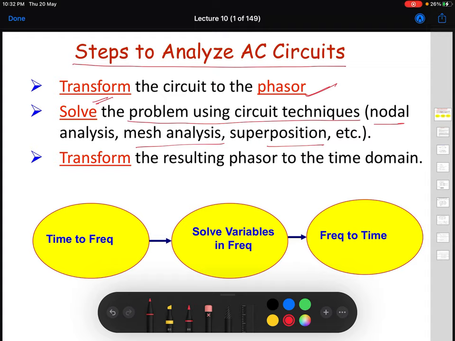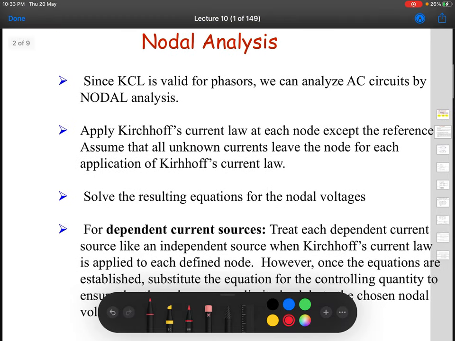And once you apply these techniques, you can find the currents, voltages, whatever analysis you want to make, then you transform the resulting phasors back to time domain. So once the resulting values are there in phasor domain, you can put them back into time domain. So what we are doing here is, we have a time domain circuit, transforming it into a frequency domain. All these phasors, etc., are basically called frequency domain variables. Omega is there. And once you have solved, the resulting things you can put back into time domain. So let us see how nodal analysis is done.